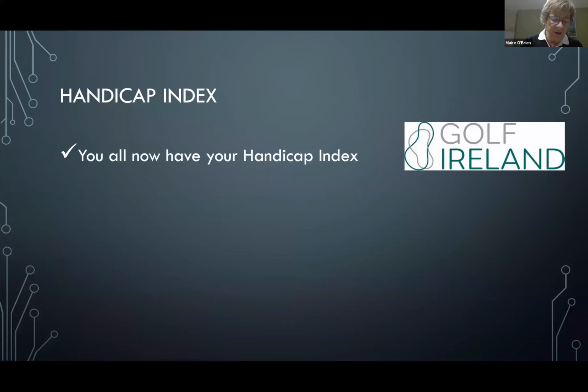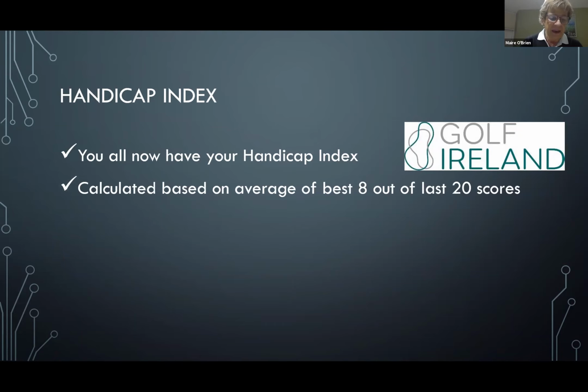So you have all now been allocated an initial handicap index. This has been calculated based on the average of the best 8 out of your last 20 scores. This is a moving average. So as you submit a new score, the last score of the initial 20 drops off. And this will continue like this as more scores are submitted. This ensures that your handicap index is continually updated and should reflect how you are playing at a given time.